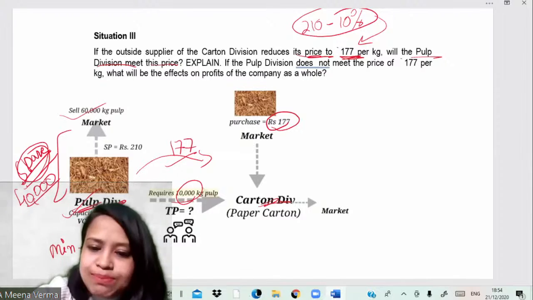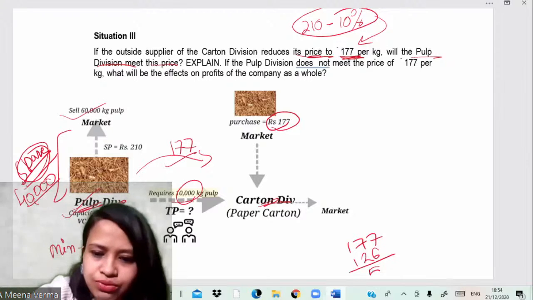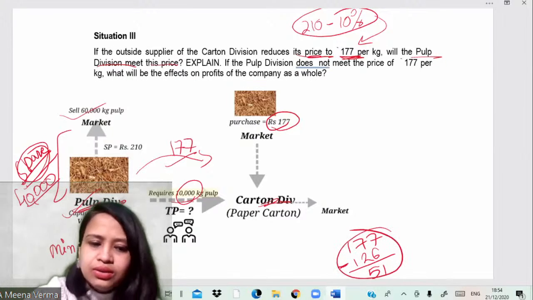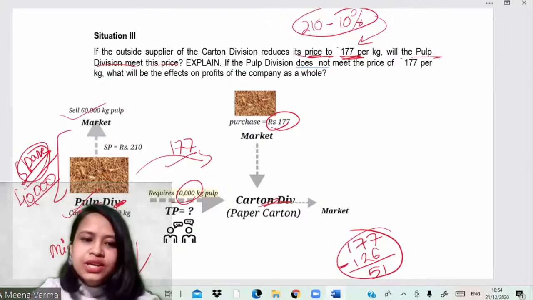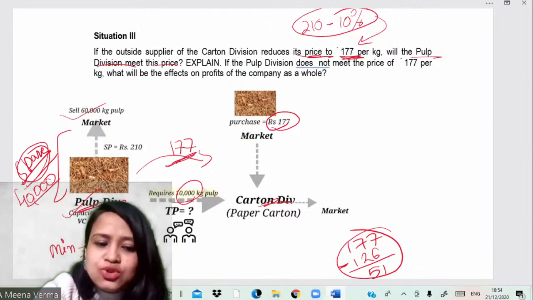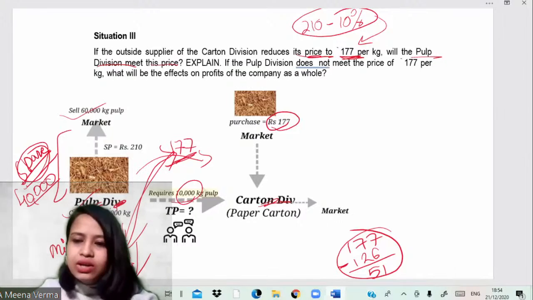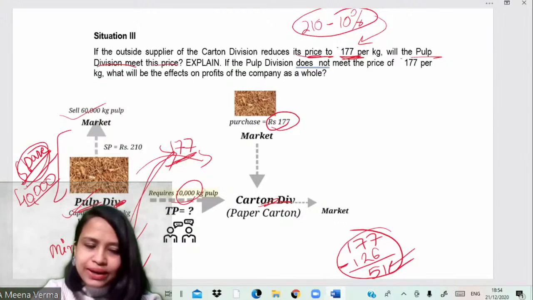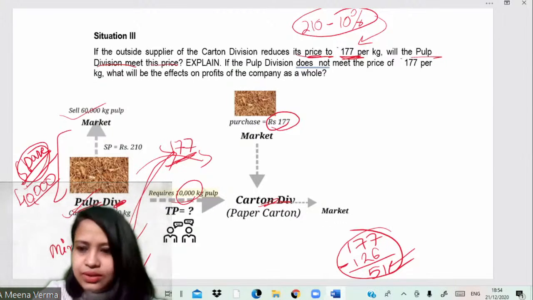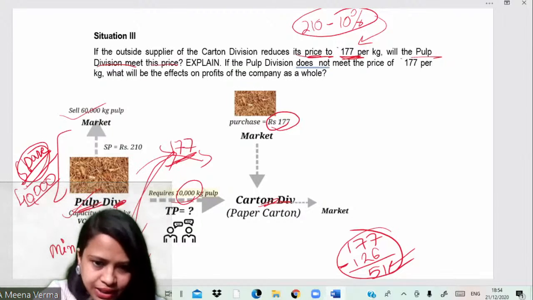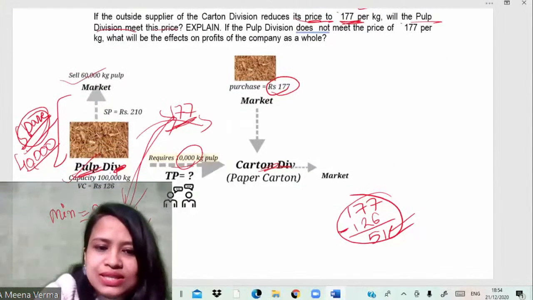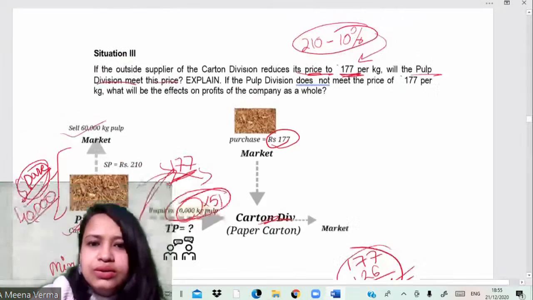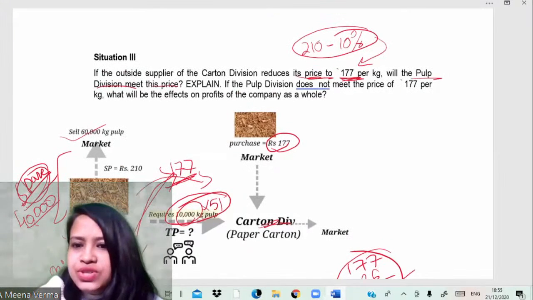And if they are supplying this product at 177, they will earn a contribution of rupees 51. Because 126 is the minimum price they want to charge, and if they are actually charging a transfer price of rupees 177, obviously they are earning a contribution here. What contribution? Rupees 51 per kg. This is the contribution they are earning. And on 10,000 units, they are earning 10,000 into 51. Okay. So if the pulp division does not.